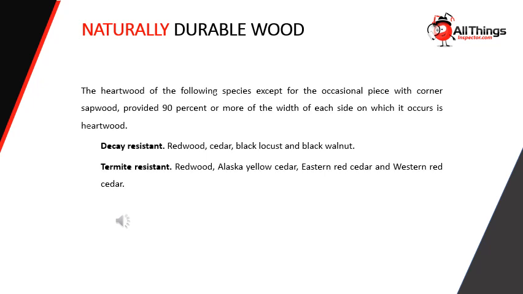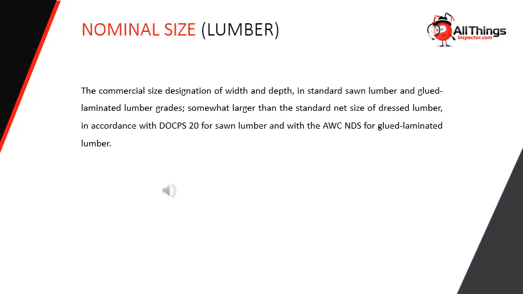Naturally durable wood. The heartwood of the following species, except for the occasional piece with corner sapwood, provided 90% or more of the width of each side on which it occurs is heartwood. Decay resistant: redwood, cedar, black locust, and black walnut. Termite resistant: redwood, Alaska yellow cedar, eastern red cedar, and western red cedar. Nominal size, lumber. The commercial size designation of width and depth in standard sawn lumber and glued laminated lumber grades, somewhat larger than the standard net size of dressed lumber, in accordance with DOC PS 20 for sawn lumber and with the AWC NDS for glued laminated lumber.